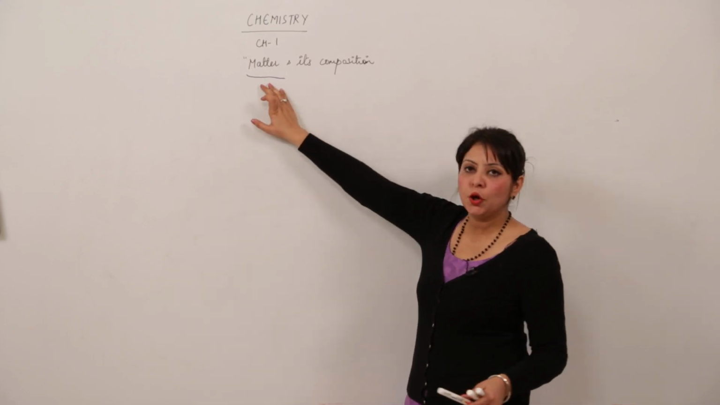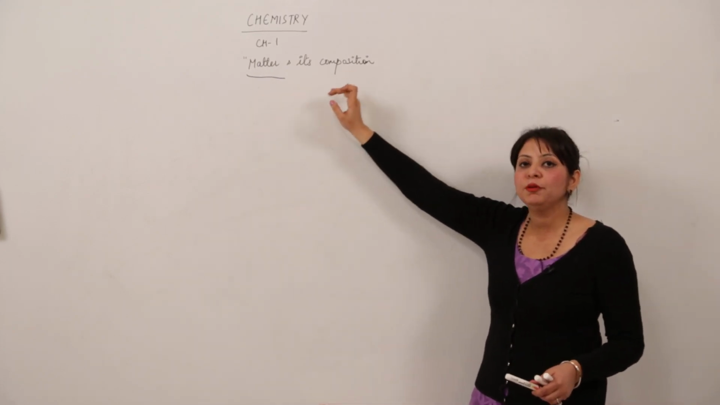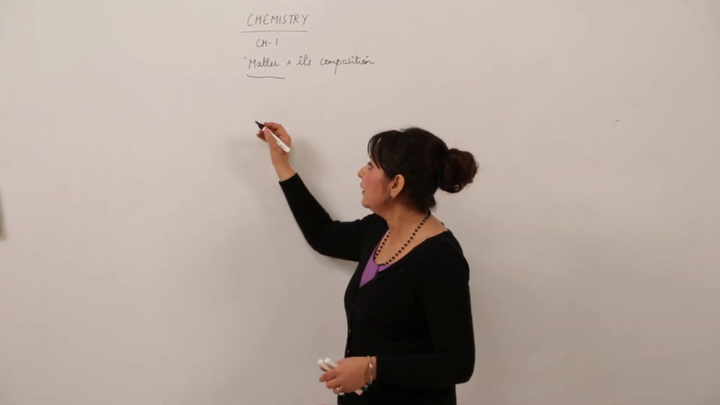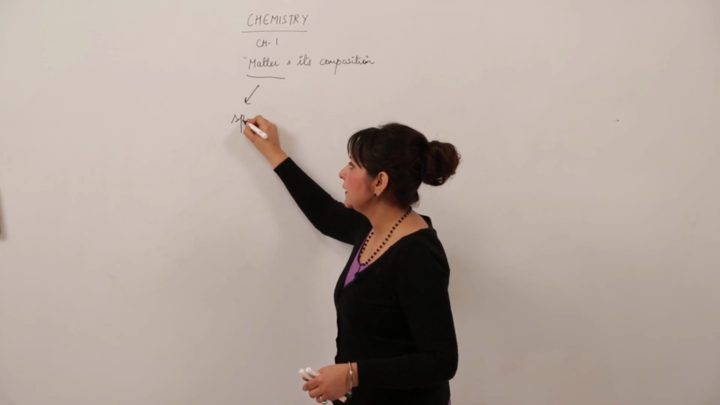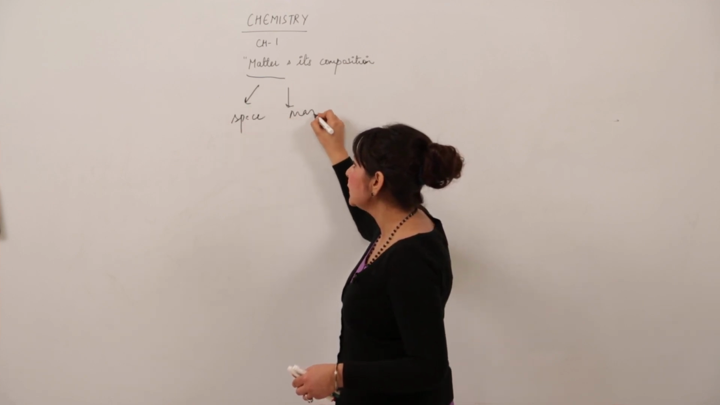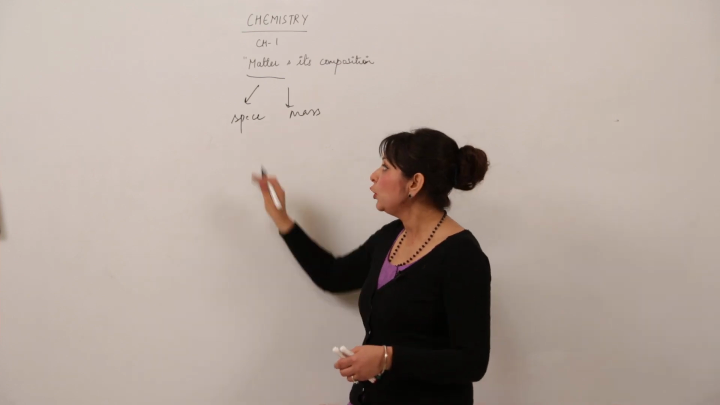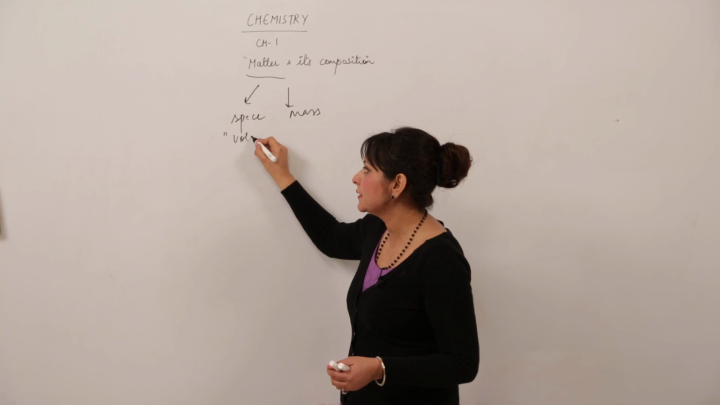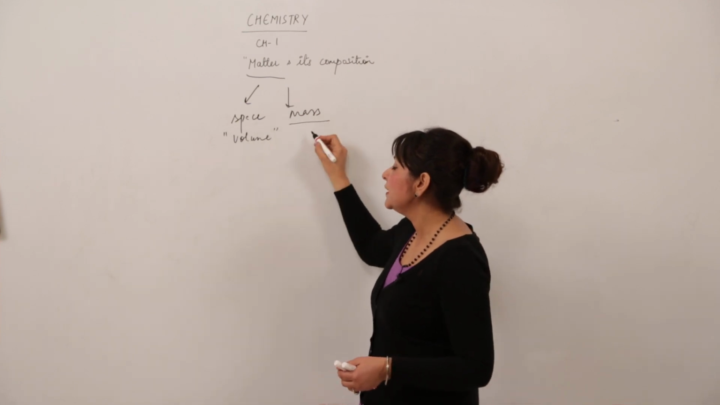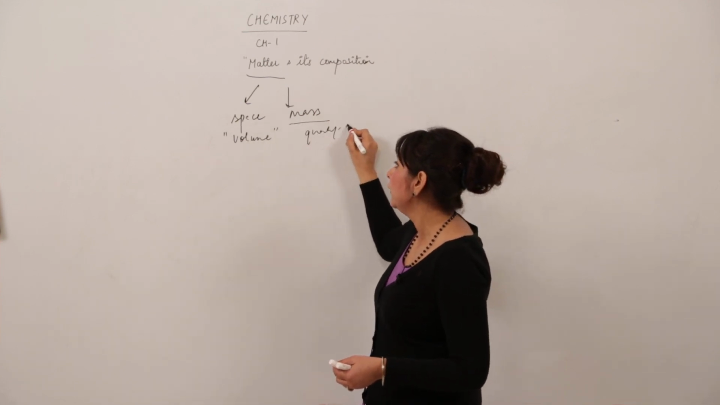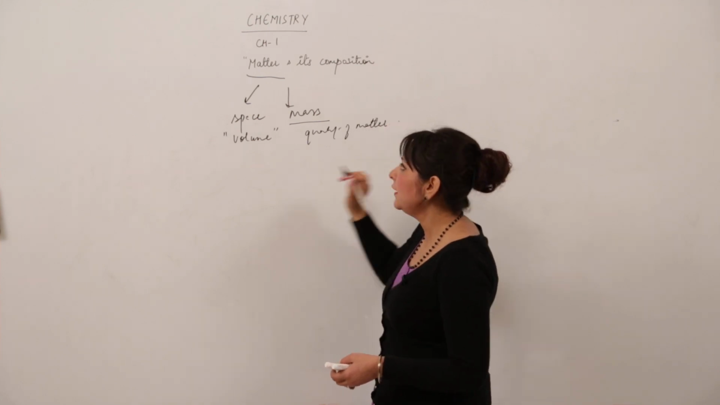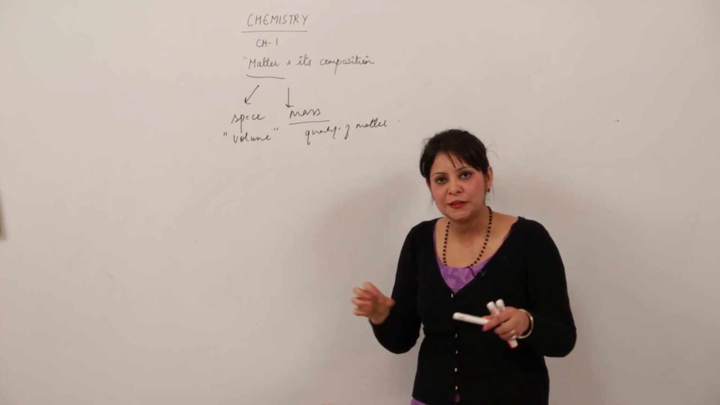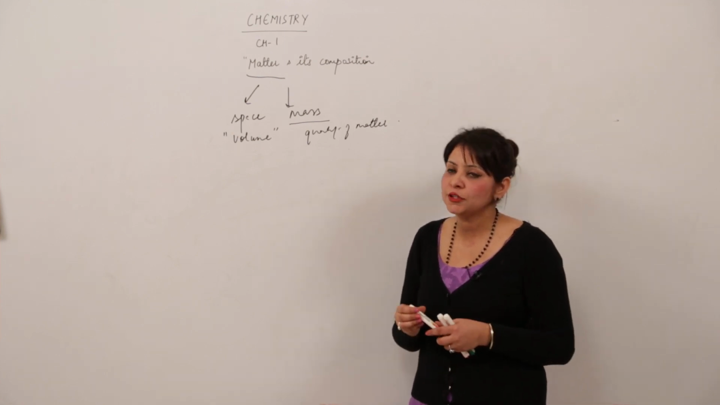Now we are taking up the topic matter and its composition, and before we do that we should know what actually matter is. Anything that occupies space and has mass is called matter. If anything which we use occupies space, that means it has certain volume, and mass means it has the quantity of matter in it. So anything which you come across which occupies space when you keep it and has mass also is called matter.